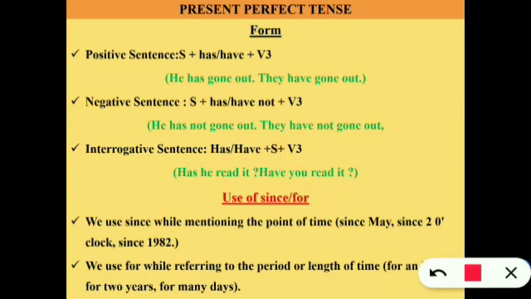You all have to keep a few things in mind. We use since while mentioning the point of time: since May, since 2 o'clock, since 1982. We use for while referring to the period or length of time: for an hour, for 2 years, for many days, etc. So in this way, we use since and for.